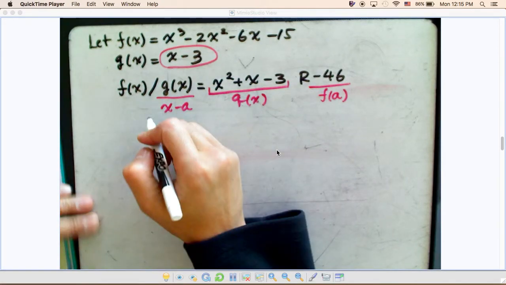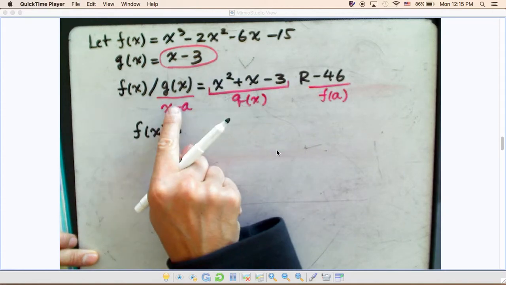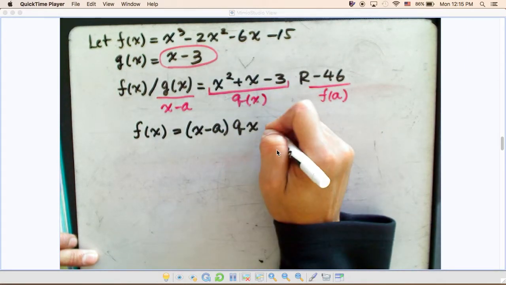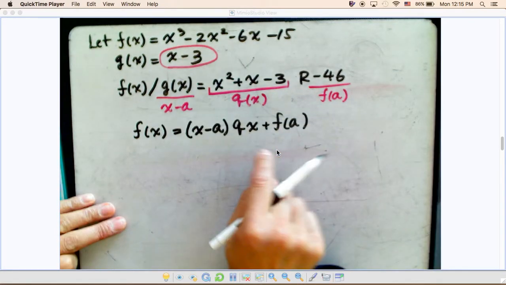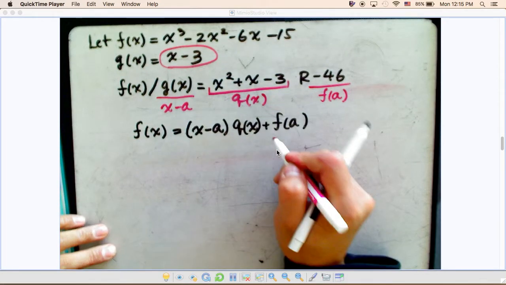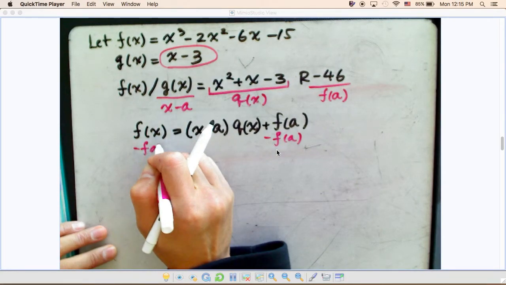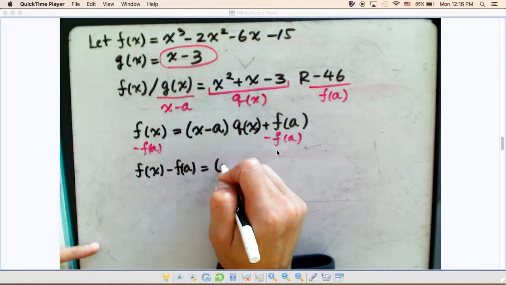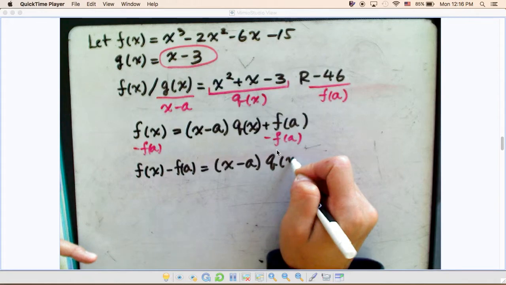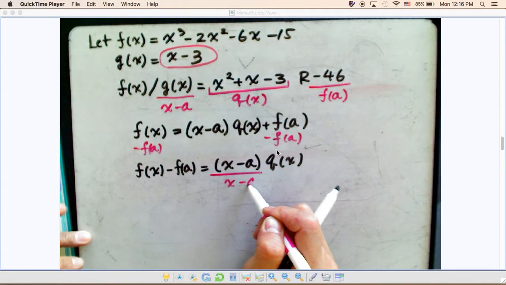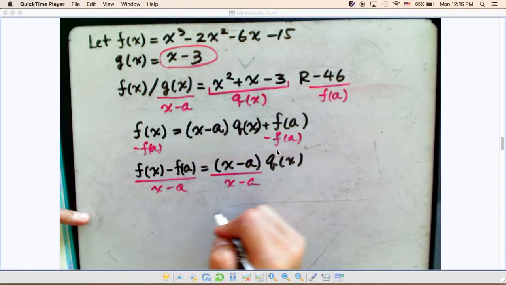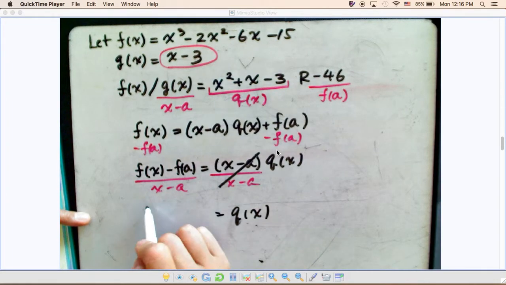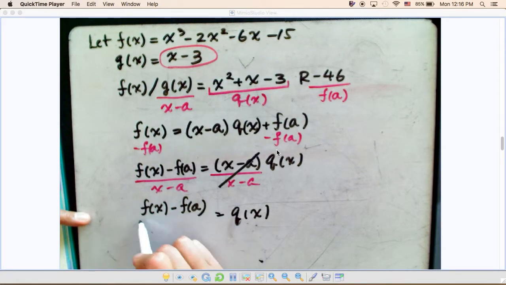So, the remainder theorem says f of x will be this guy, x minus a, times q of x plus f of a. Okay. If you solve this for q of x, we first subtract f of a from both sides. We get f of x minus f of a on the left side equals x minus a times q of x. Now we got to divide this x minus a from both sides. Then we'll have q of x equals f of x minus f of a over x minus a.